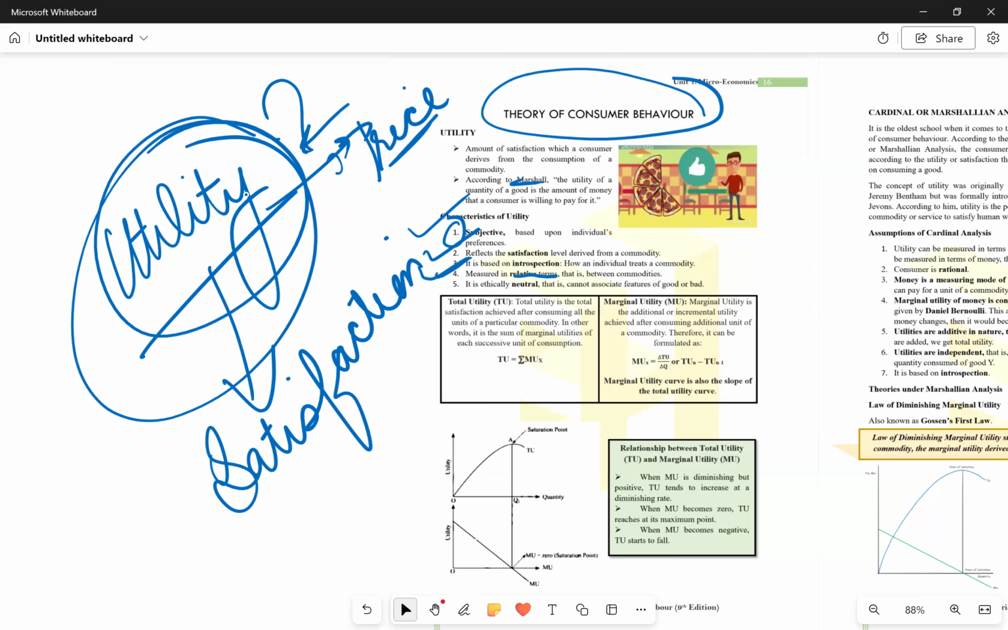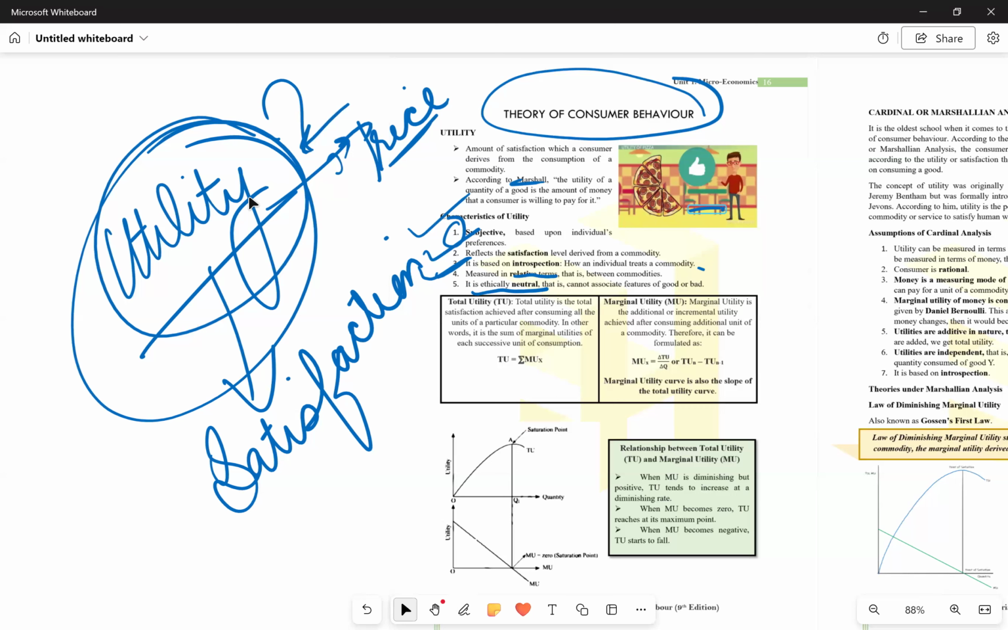For example, if you go out on a family gathering to a restaurant, some are willing to buy rice and some are willing to buy rotis. How one is willing to spend on that commodity is measured through utility, that is, what utility that person is deriving from that consumption. And also, it is ethically neutral. As I mentioned, there is nothing good or bad in economics, right? In the case of cardinal thought, there is nothing good or bad. Everything is a good, but the level of goodness will vary. For somebody, it will give a high level of utility, and for others, it may not give any utility. Okay, so these are the important characteristics of utility.